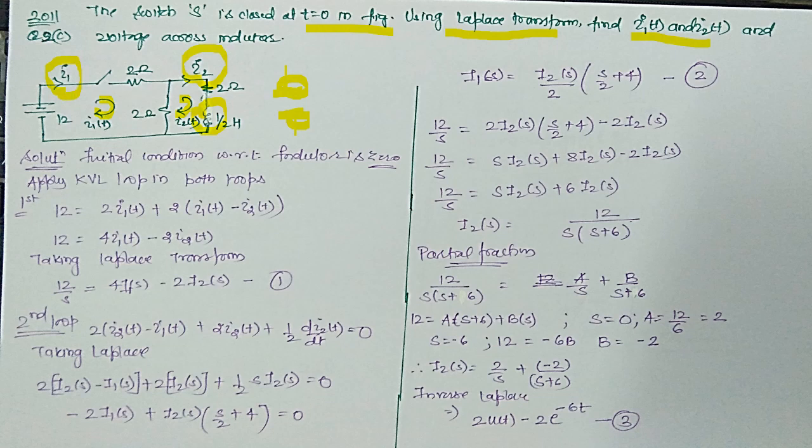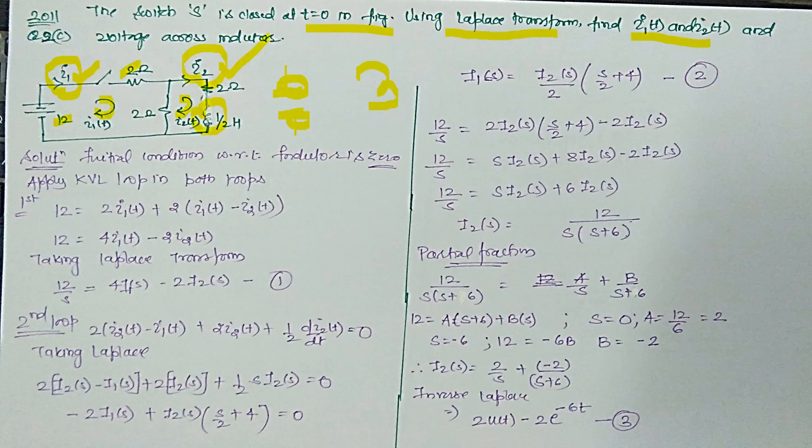So you can very well say that at t equals 0 plus, I2 is 0, and at t equals 0 plus, I1 is equal to 12 divided by 2 plus 2, which is 12 divided by 4, hence 3. So please don't forget, your initial value of I1 is 3 and initial value of I2 is 0. Now let's move to the solution part.